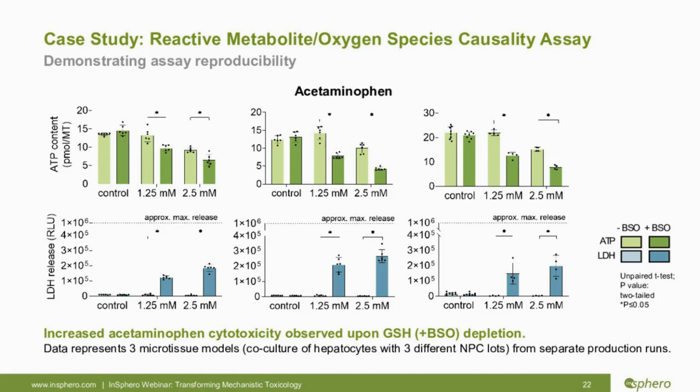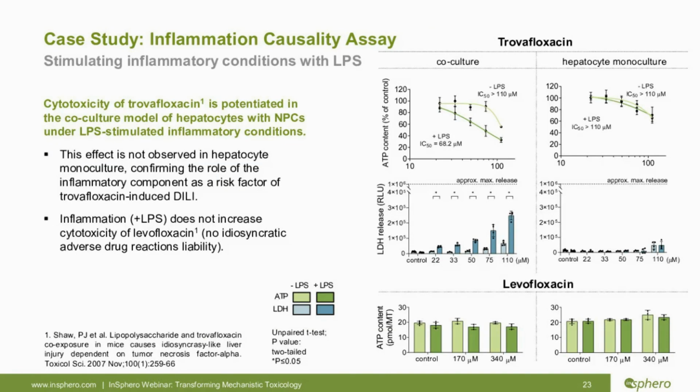So now I would like to move to the second causality assay to be discussed today. It's the causality assay investigating the risk of idiosyncratic toxicity linked to inflammation. Specifically, we're looking at innate inflammatory component that is stimulated in the in vitro model with LPS. This stimulation of cells, especially Kupffer cells, leads to release of inflammatory cytokines and chemokines, such as IL-6 and TNF-alpha.